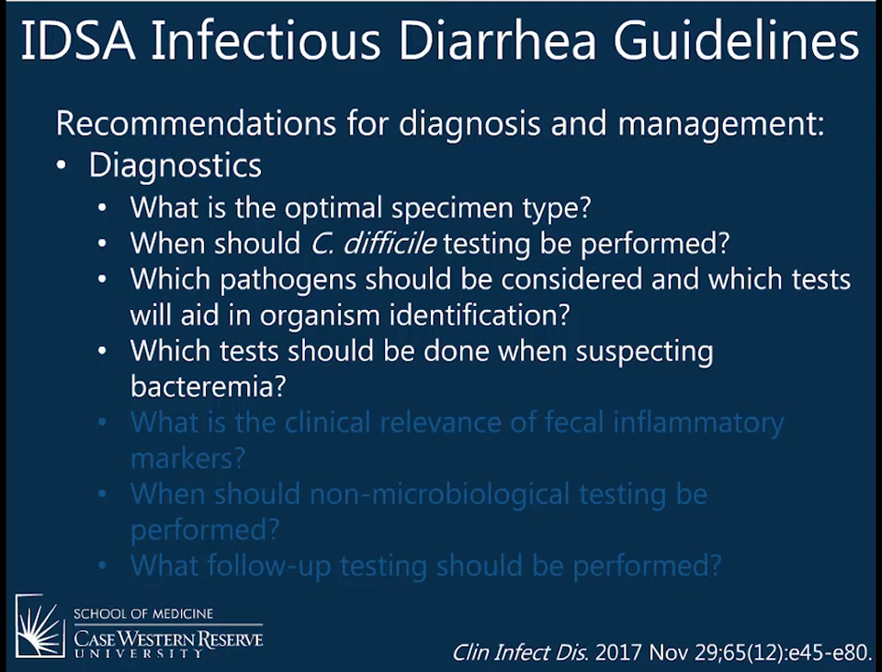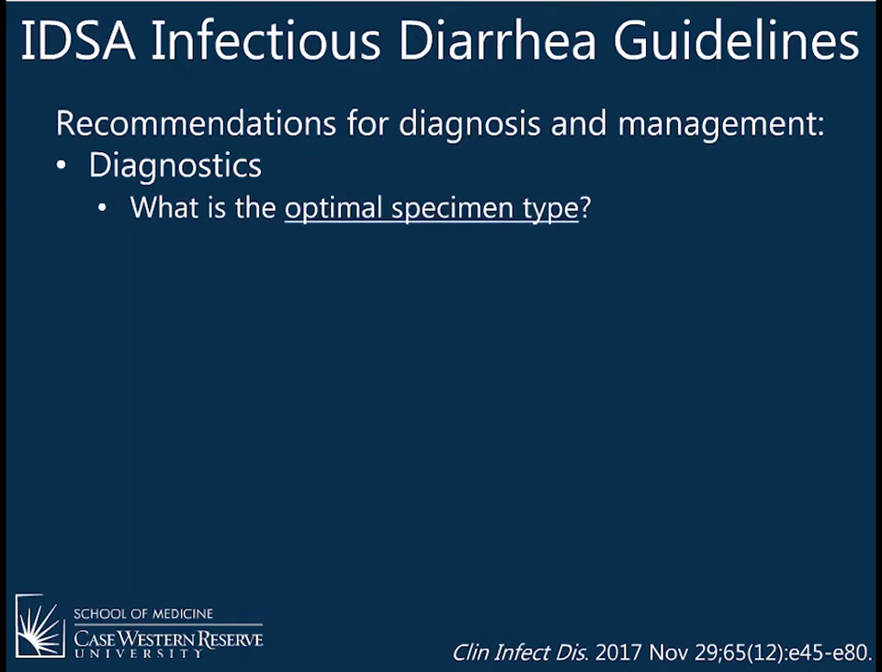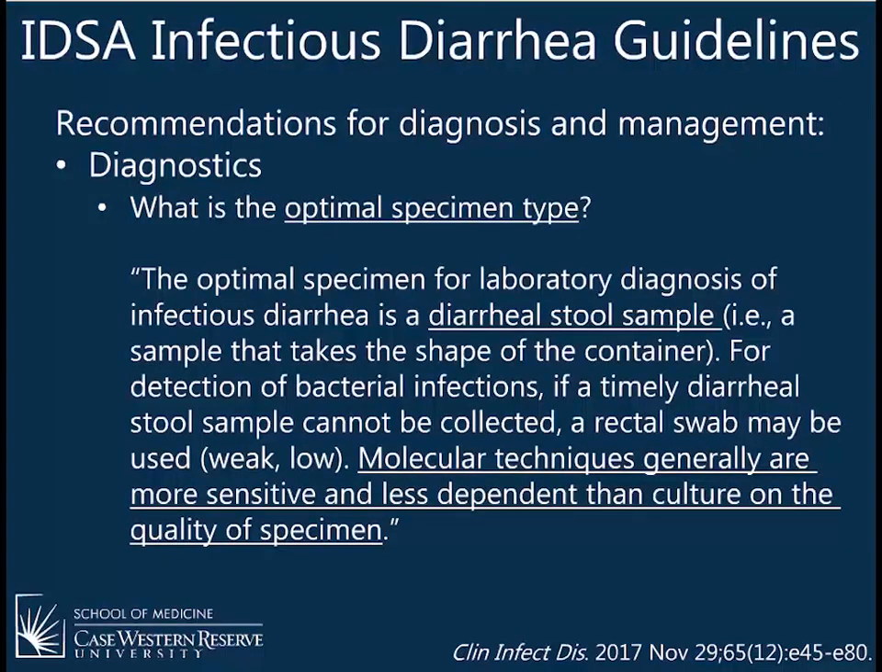Because of time, I'm not going to touch on all of these last 3 points, but for the remainder of my time, I'm going to talk on these top 4 points. So first, the optimal specimen type. This should not surprise anybody. It is a diarrhea stool sample that takes the shape of its container.